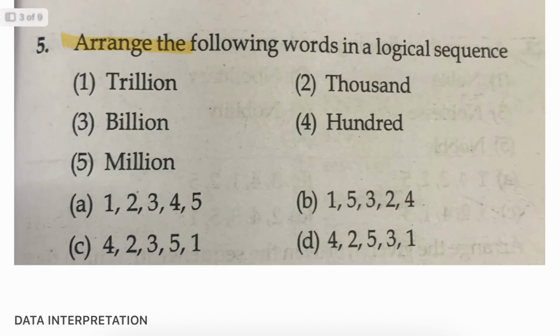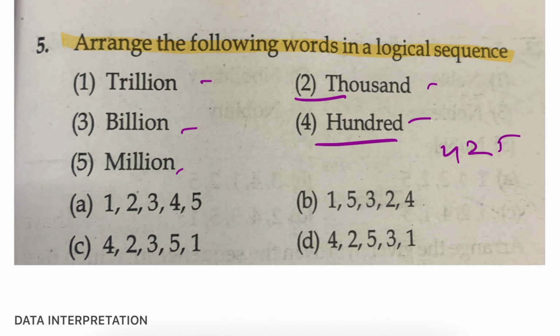Question number 5. Arrange the following words in a logical sequence. They have given some words: trillion, thousand, billion, 100, million. As everyone knows, 100 comes first, so it will be 4. Then after 100 you will get thousand, so it will be 2. After 1000 you will get million, it will be 5. After million you will get billion, it will be 3. After billion you will get trillion, so it will be 1. We'll see the options here. 42531. D is the answer.